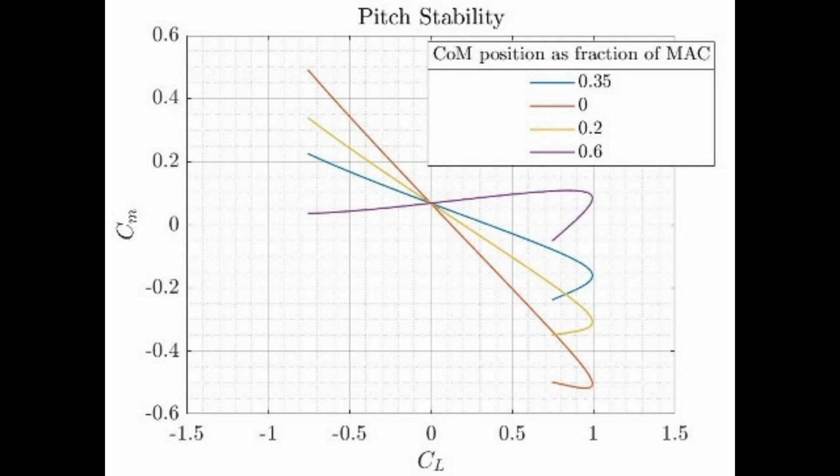If the COM was located at the leading edge, this would be the most stable configuration, due to it having the most negative gradient. The smallest gradient of the COM lines is at location 0.6 of the MAC. It is not quite a flat gradient, therefore the neutral point is slightly more forward than this, at approximately 40 to 45% of the MAC.